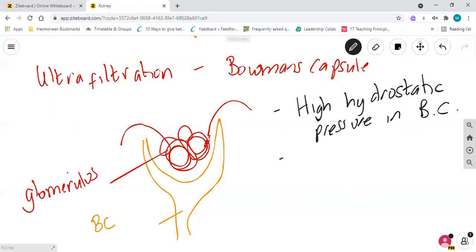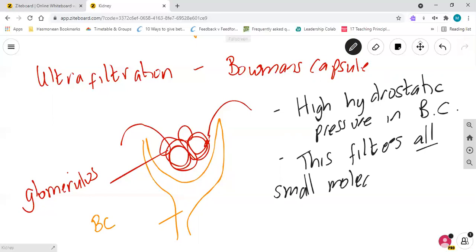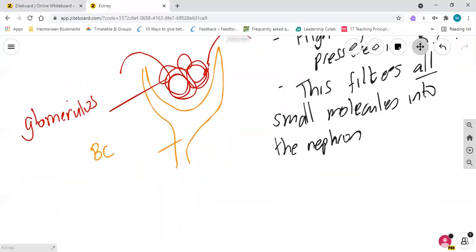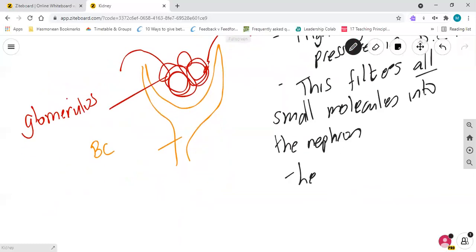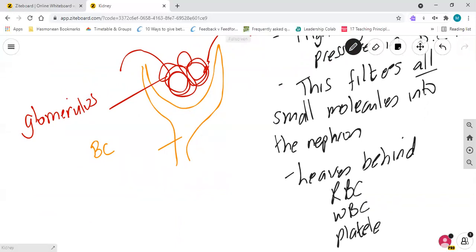And the idea is that this filters all small molecules into the nephron. The only thing it leaves behind in the blood are large things. So you've got the red blood cells, the white blood cells, platelets, and your large proteins. But we need to know a little bit more detail than that.